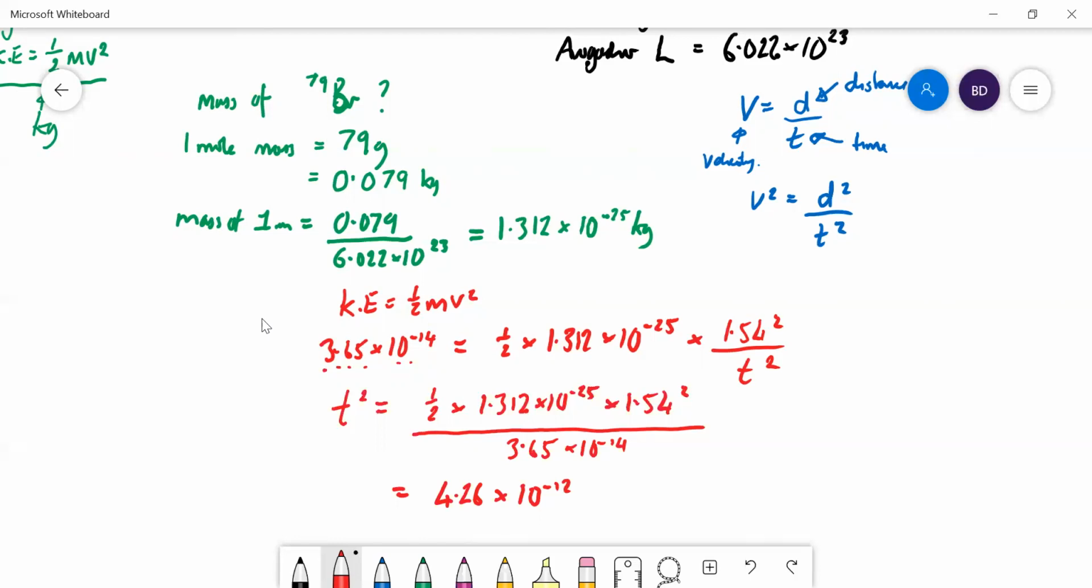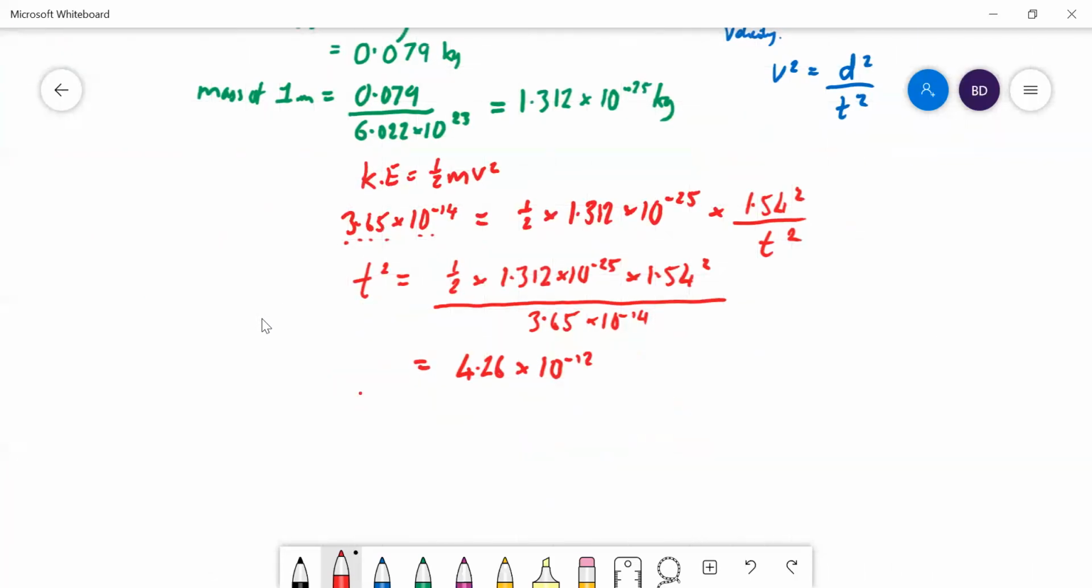Right, that's t squared, so we want to work out what the time is. So t is the square root of that, which is equal to 2.06 times 10 to the minus 6 seconds. They're usually of the order of microseconds, 10 to the minus 6 seconds, a very short time. That's the time of flight of the 79 bromine isotope. So that would be a typical question.